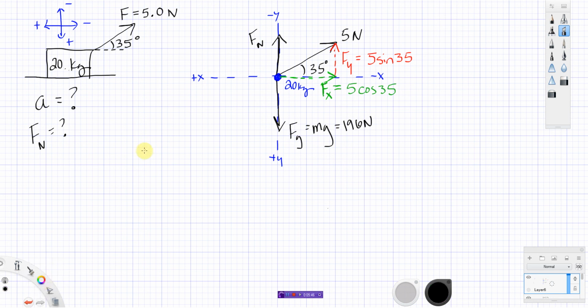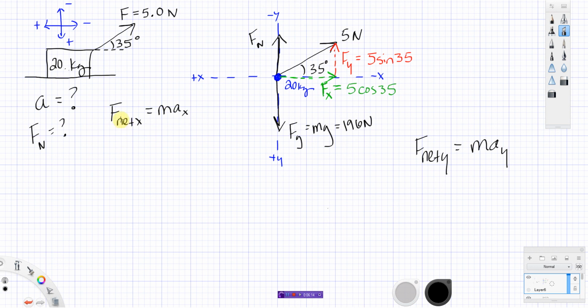Step 3, now we go back to the same steps that we had when we were doing one object in one dimension, and that is to write down Newton's second law in component form. So F net x equals m a x, and F net y equals m a y. Let's write those down. Then you're going to fill in what you can.